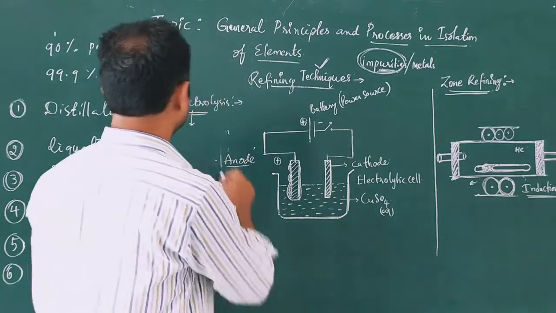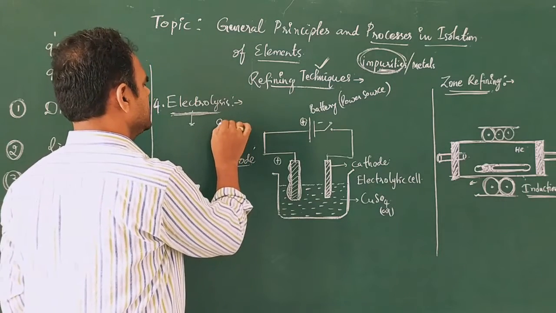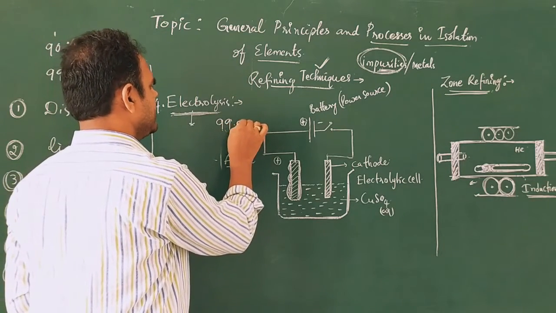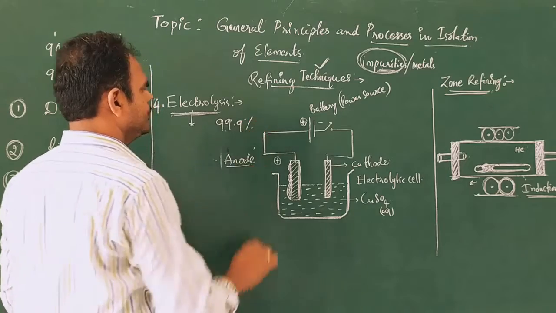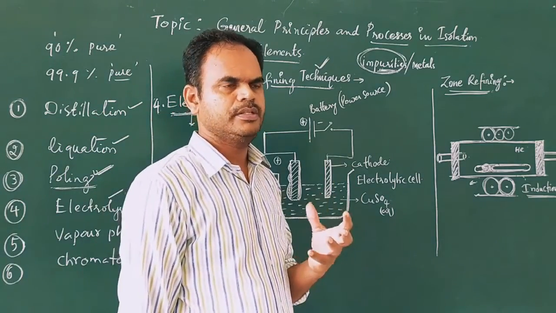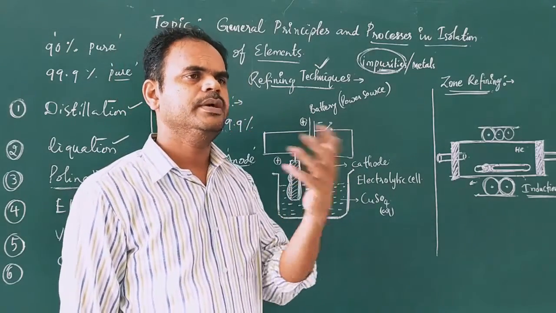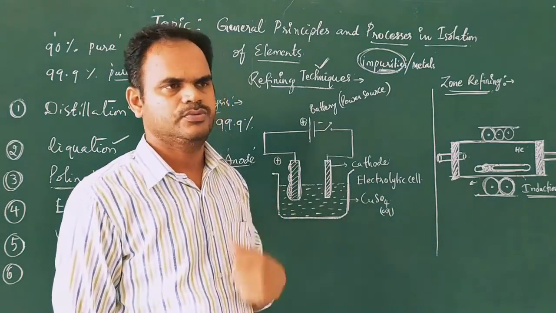Now, I will take an example for understanding this electrolysis. By this method, we will get 99.9% pure metal. The remaining percentage, 100%, is not possible due to human error and mechanical error.